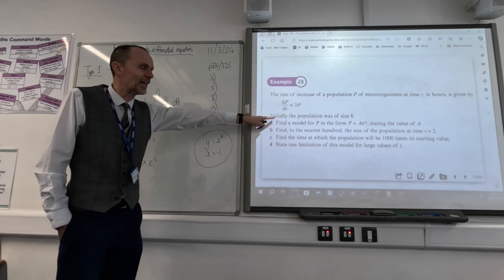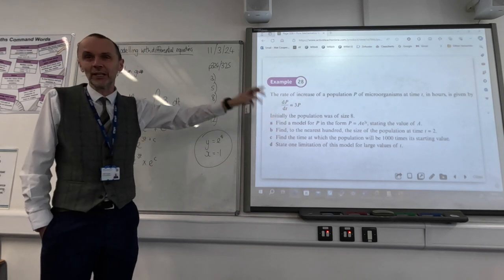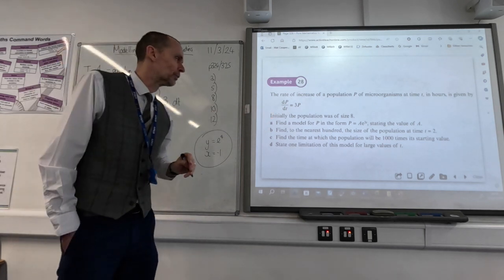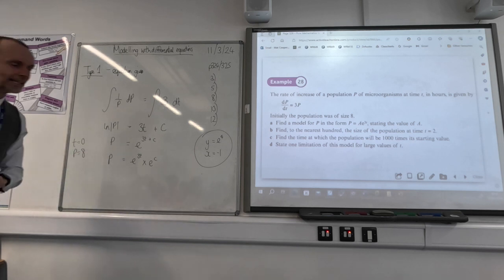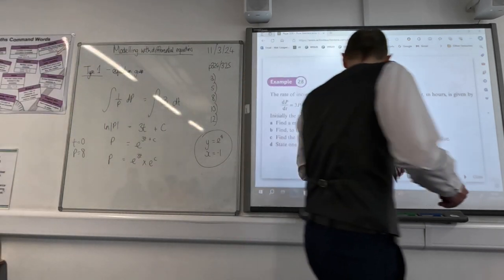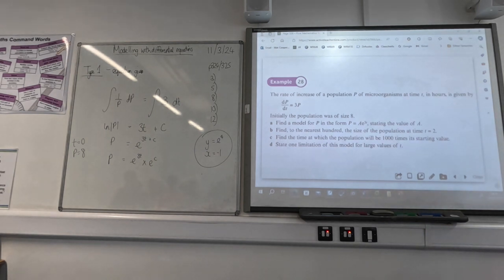This key word here, initially. Always look out for that word. What that means is that when t was 0, p was 8. So go on, see if you can substitute that in and answer part A. You may feel you can go on and do the rest of the question. Please do.